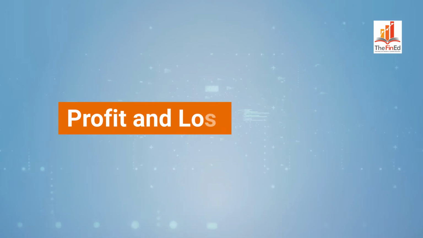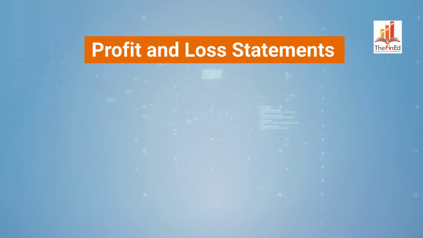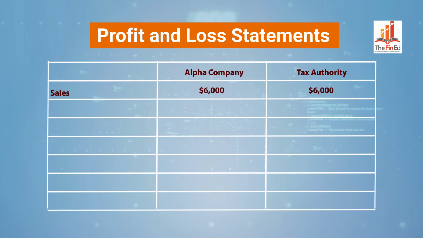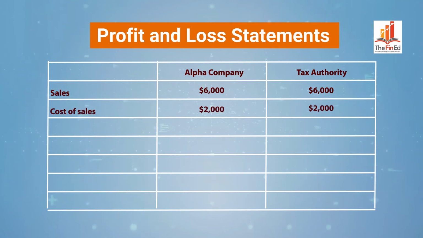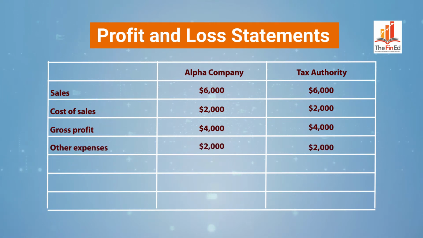But first, we need to understand why there is a difference in the profit before tax being reported in the two statements. Let's study the profit or loss statements. Firstly, let's look at the sales line item. Both the authority and Alpha are reporting an identical sales figure of $6,000. Cost of sales is also identical and equal to $2,000, resulting in an identical gross profit of $4,000. Other expenses is also identical and is equal to $2,000.